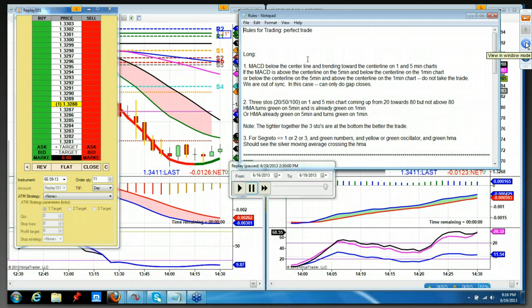But what she said is there's just a magic when the 1 and the 5 are in sync, and that's the whole crux of the trade. Someone says, this is a gap trade, isn't it? Well, yes, it is. It's a gap trade that continues on. It's a gap trade that turns into a reversal.